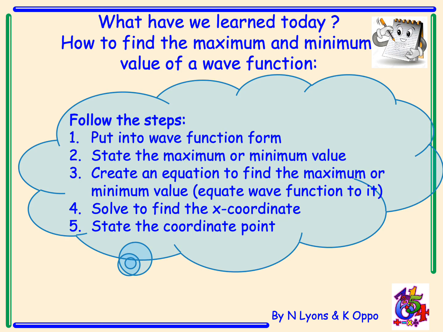Today we've learned how to find the maximum and minimum value of a wave function. We need to do it by following these steps. Put the expression into wave function form. We then need to state what the maximum or minimum value is. We need to then create an equation to find the maximum or minimum value, basically equate the wave function to it. We solve to find the x coordinate, and then we finally clearly state our coordinate point.